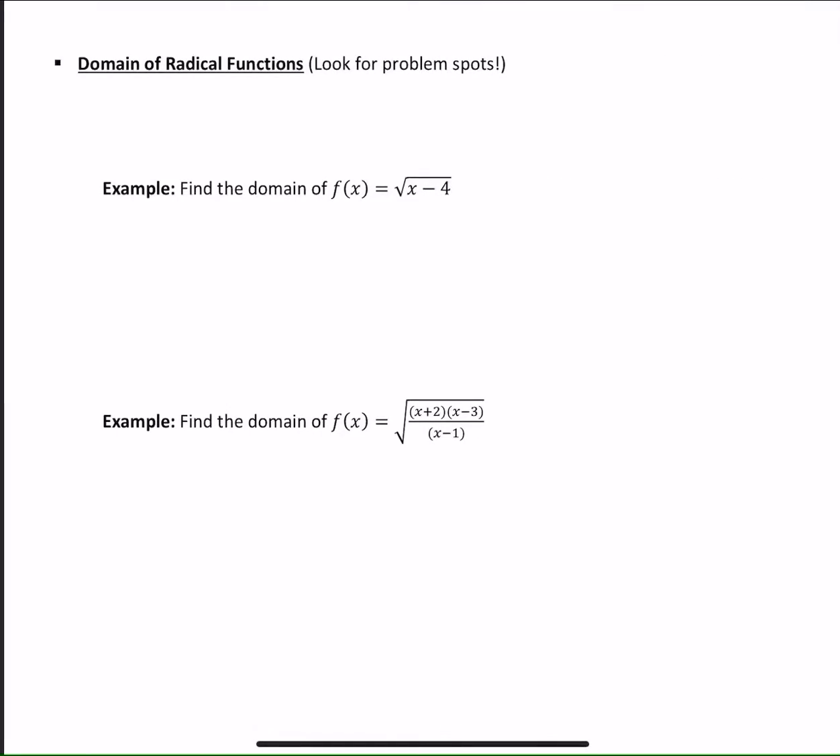Okay, next we've got the domain of radical functions. And just like before when we've dealt with domain, you're going to look for problem spots. So our two problem spots are if our denominator equals 0, or in this case, what we're going to deal with mainly is a negative under the radical or under a square root.